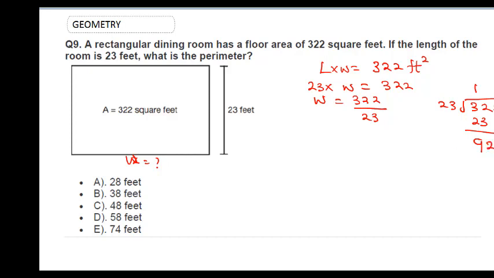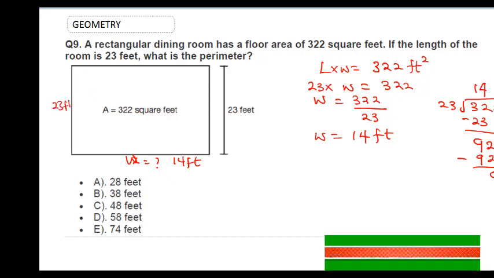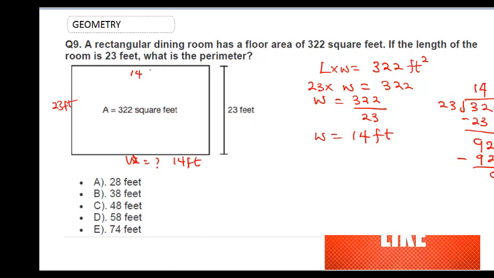23 into 92, I think we'll have 4. So that's going to be 4. And 23 times 4 is 92. Subtract this, it's going to give us 0. So now we know our width is going to be 14 feet. So if here it's 14 feet, here it's still going to be 23 feet, and here it's going to be 14 feet.